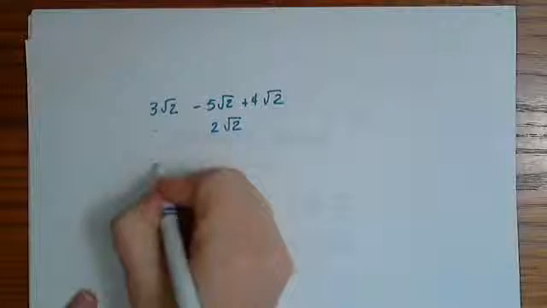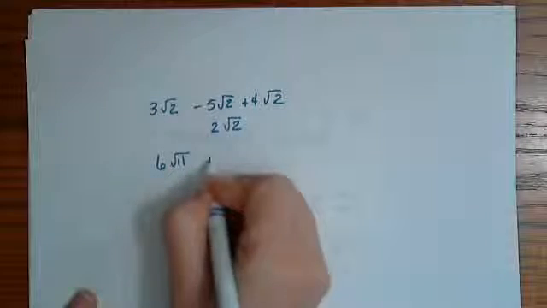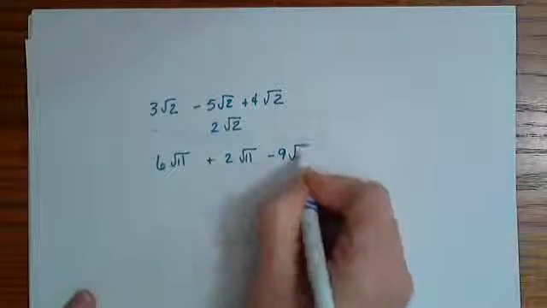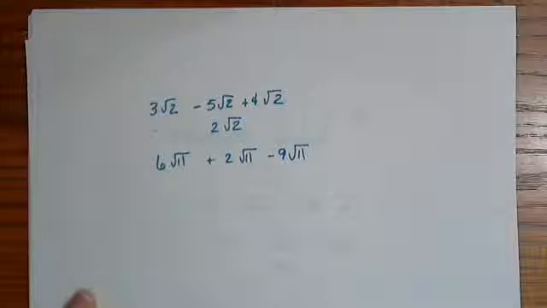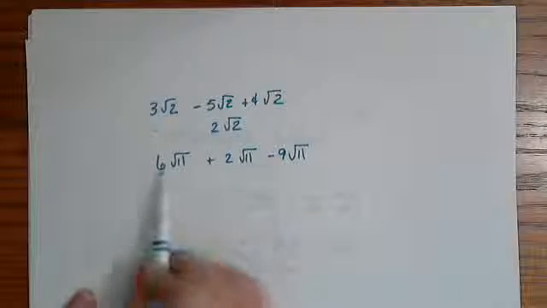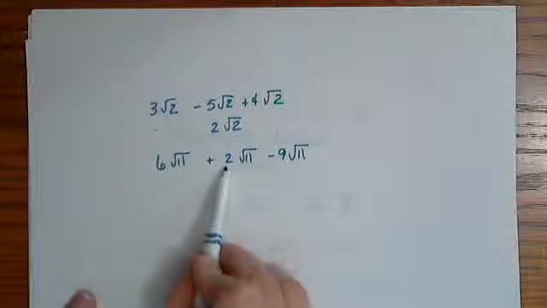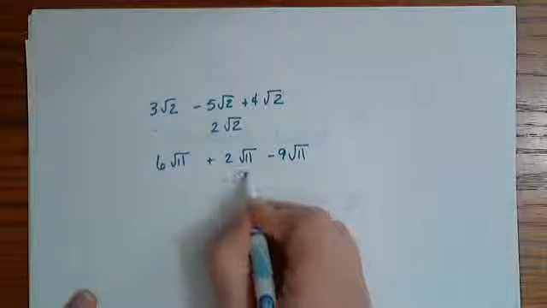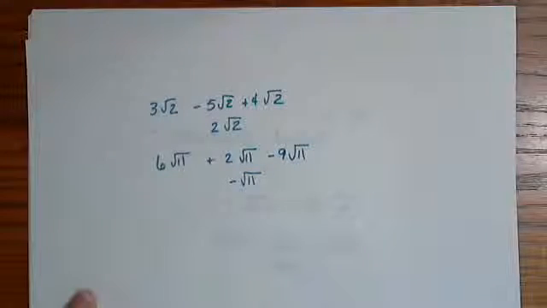1B is very much the same. It's 6 root 11 plus 2 root 11 minus 9 root 11. Okay? Pause it. Make sure you try this on your own before you watch my answer. 6 plus 2 is 8. 8 minus 9 is a negative 1. So my answer is negative root 11.